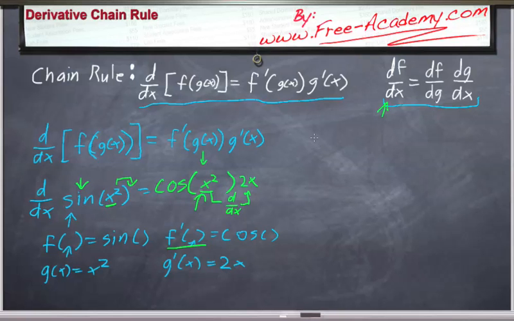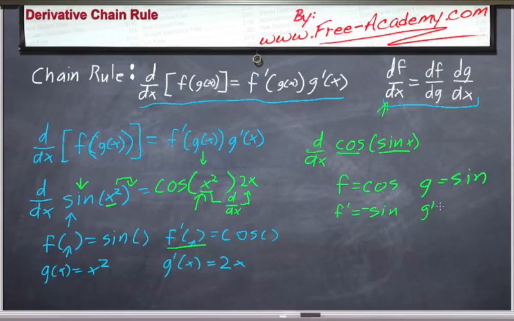Now, to be rigorous and to explain the alternative explanation, we have df/dx equals df/dg times dg/dx. So to find the derivative with respect to x, this time we're going to use the cosine of sine of x. You notice that f is equal to cosine of x, g is equal to sine of x. And no matter how you do these problems, you're always going to need f prime, and you're always going to need g prime.